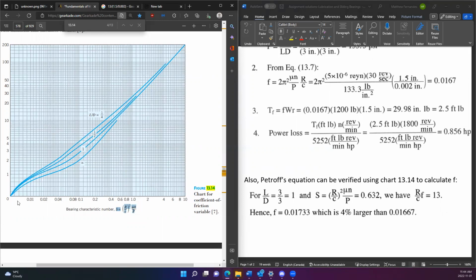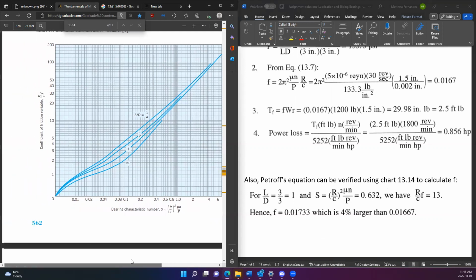So we go here on our chart: 0.0, 0.1, 0.2, we look for 0.6 until we get here. We're at 0.6, and a bit above it, so we'll say 0.622. We go up until we hit this line, which is around 0.6 on the vertical axis. And then we just go across, and we get around here, which is around R over C times f equals 13.